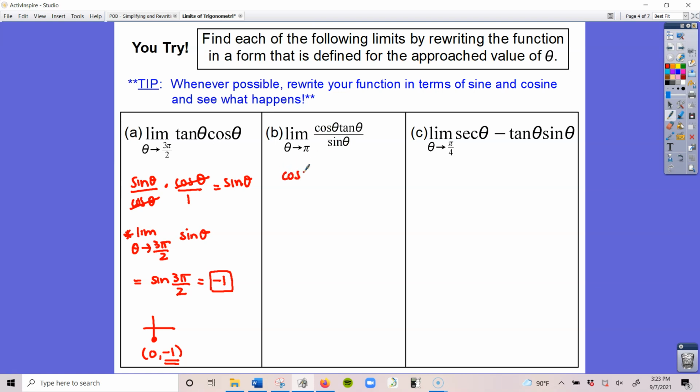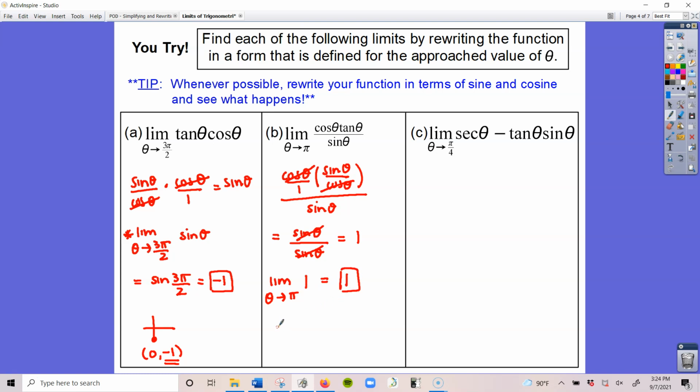In the numerator, we have cosine theta times tangent, which is sine theta over cosine theta, divided by sine of theta. Now this is just over 1. Here, my cosines will cancel. So in the numerator, I'm left with sine of theta over 1, which is just sine theta. And in the denominator, I have sine theta. And sine over sine is going to equal 1 since they're going to cancel. Now, this is my new limit. The limit as theta approaches pi of 1 is going to equal 1.